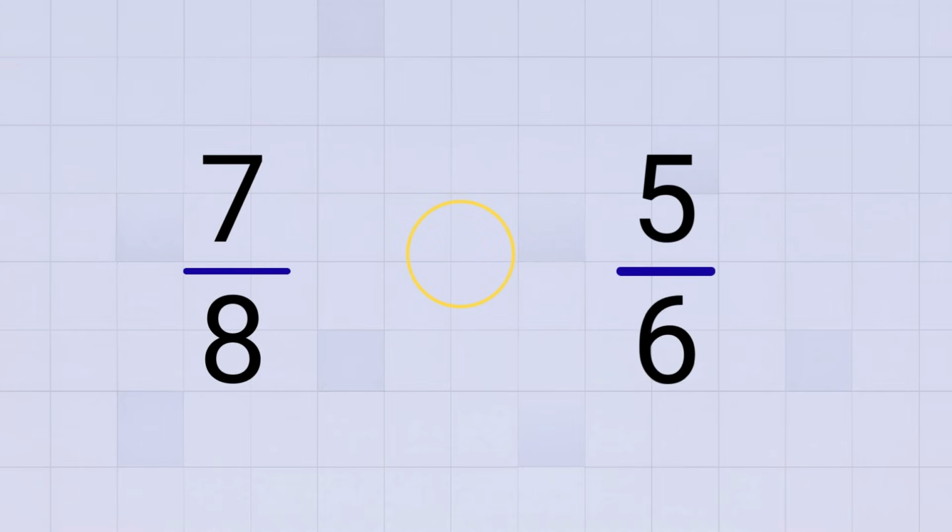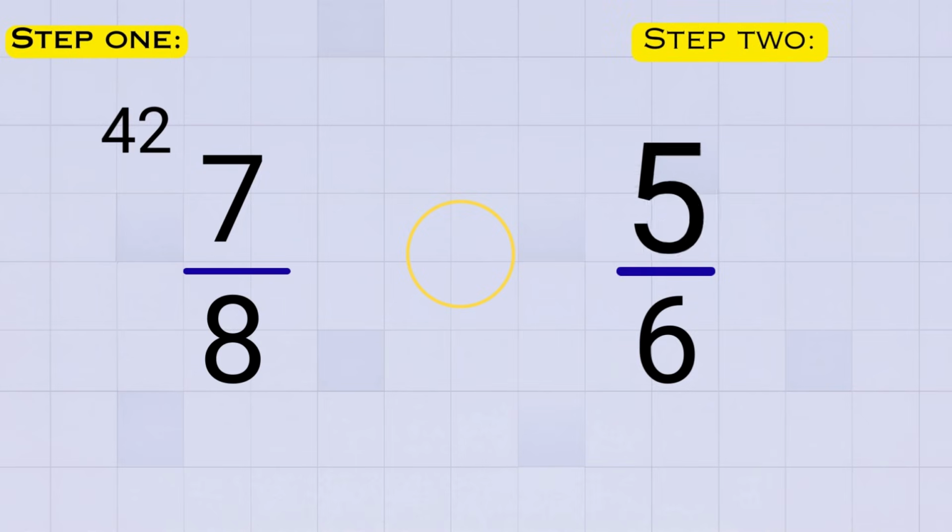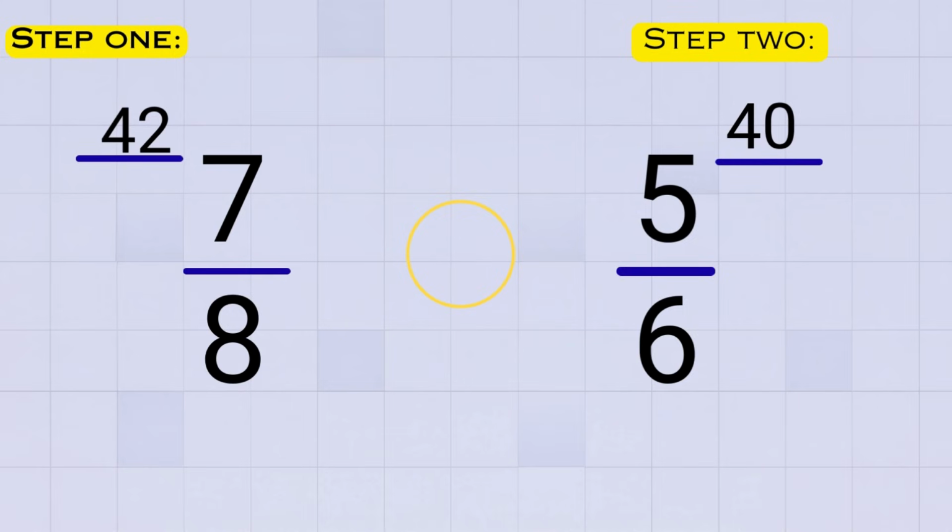Let's compare 7 over 8 and 5 over 6. Like always, multiply 7 by 6, which equals 42 on this side. Step 2. Multiply 5 by 8, which equals 40 on the other side. 42 is greater than 40. Therefore, 7 over 8 is greater than 5 over 6.